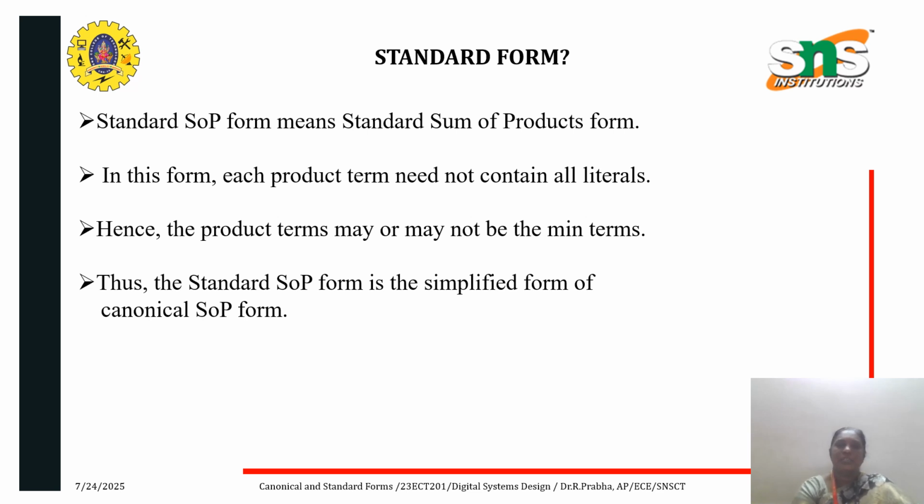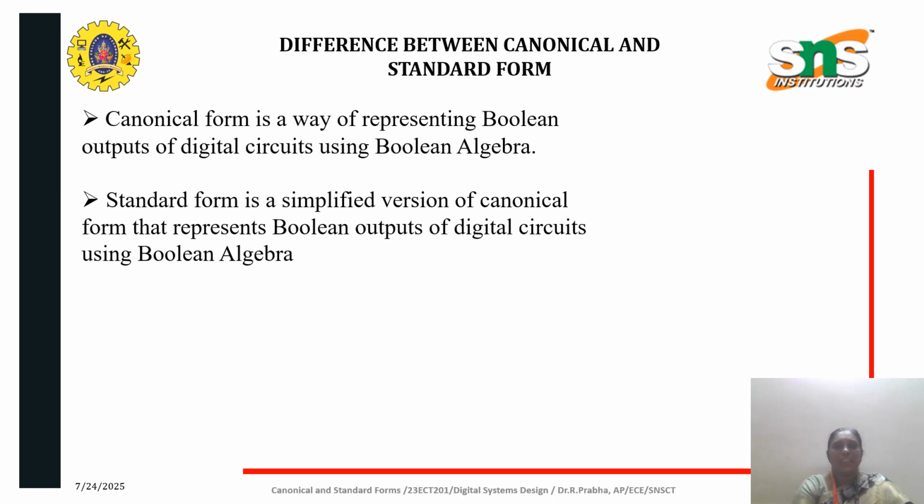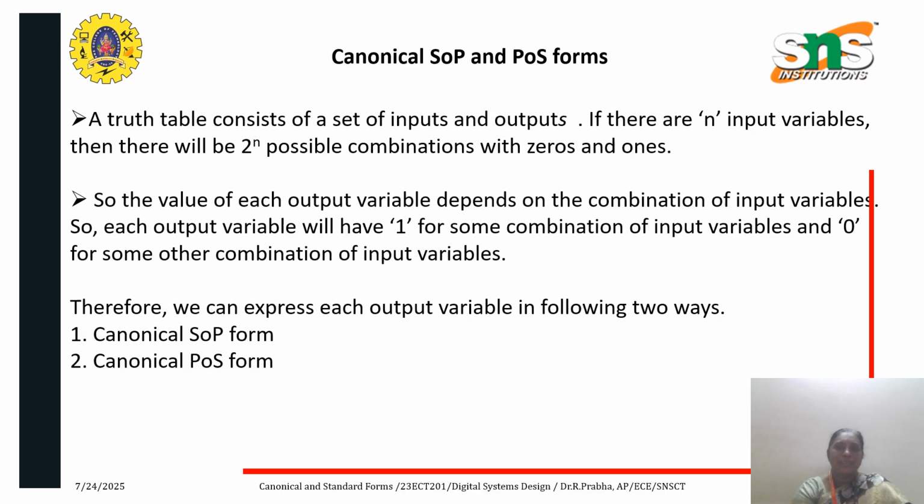So next is the difference between canonical and standard form. A canonical form is the way of representing Boolean outputs of digital circuits using Boolean algebra, and its simplified version is called standard form, and this also represents Boolean outputs of digital circuits using Boolean algebra. So this is the difference between a canonical form and a standard form. Okay.